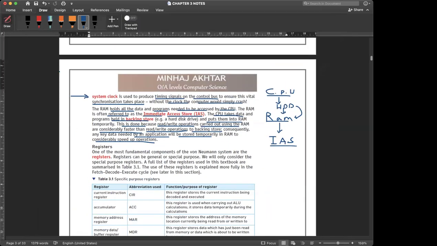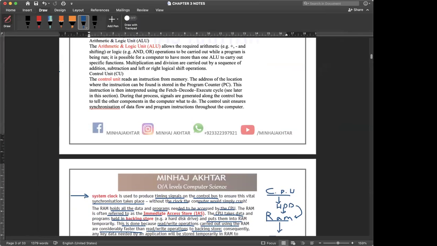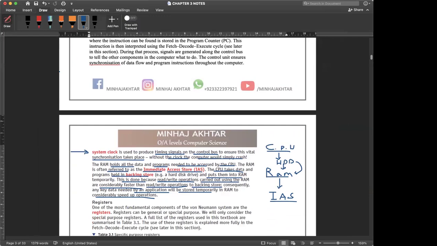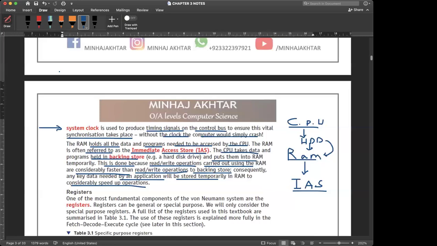Any confusion? Okay. Have you written down the notes for ALU and CU? Yeah, I sent it to you. Perfect. Now you have to write down about system clock and RAM. For both, you need to write down points, okay? And send me the picture in the group.